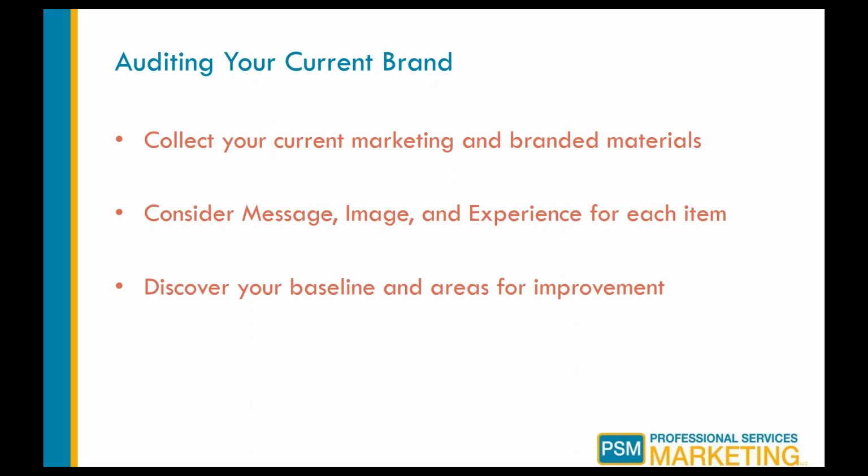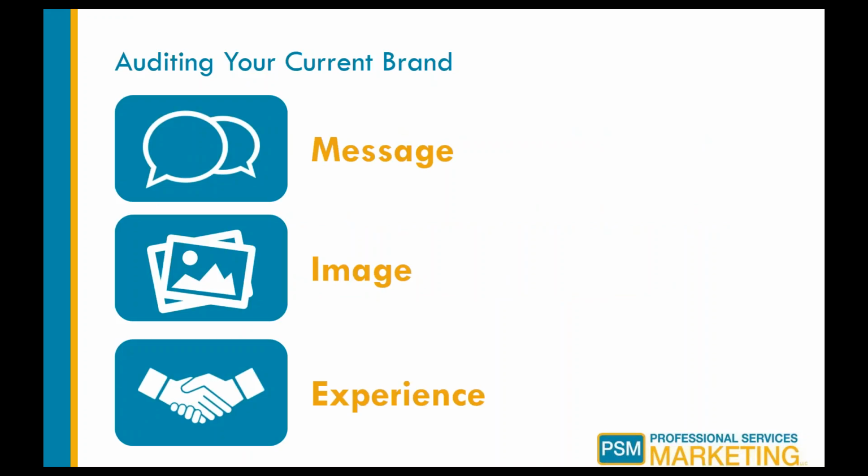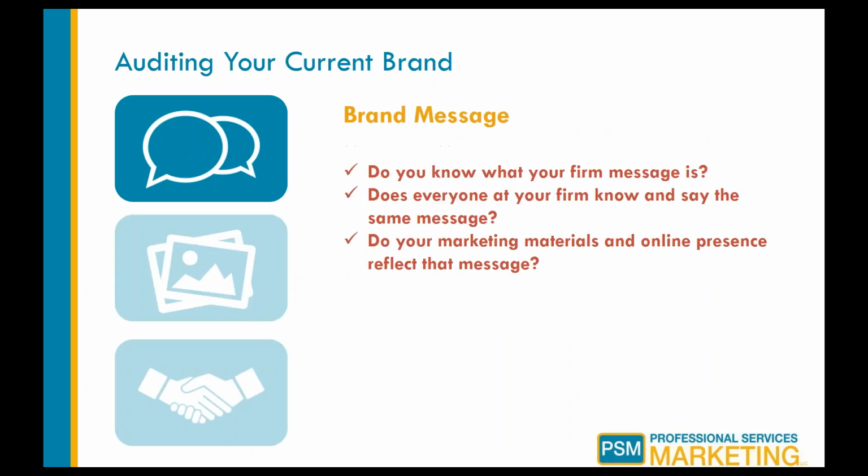Pull together examples of what everybody at the firm thinks is okay to use and see how consistent that is. So look at the messaging, the image, and the experience that each item shows the people that they're distributing them to, your clients, your peers, your COIs, your prospects. And then look at that and say, okay, do I need to make some changes or improvement here? And to help with all this, one of your handouts is a checklist of what you can be auditing at your firm regarding your brand. So make sure you look at that handout for more details around this. So you're going to want to look at your message, your image, and the experience.